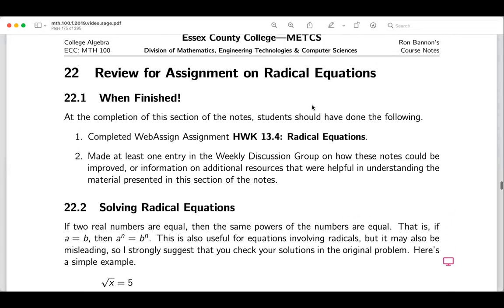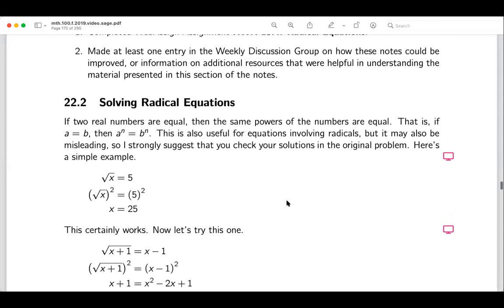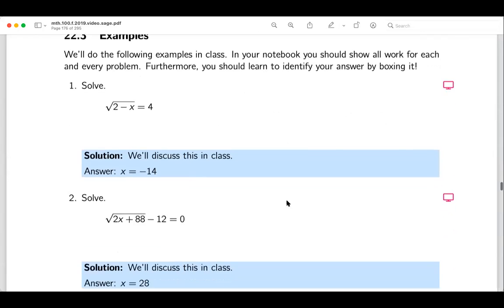Okay, we're in section 22 of the notes. This is the section on radical equations. We covered this material, hopefully understood that it was presented to you. You studied the material, and now you're ready to do it on your own. What I mean by that, you're ready to do the assignment that's embedded in the notes.